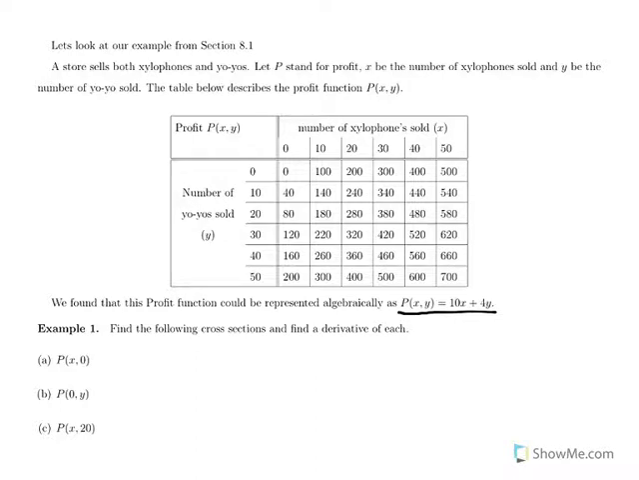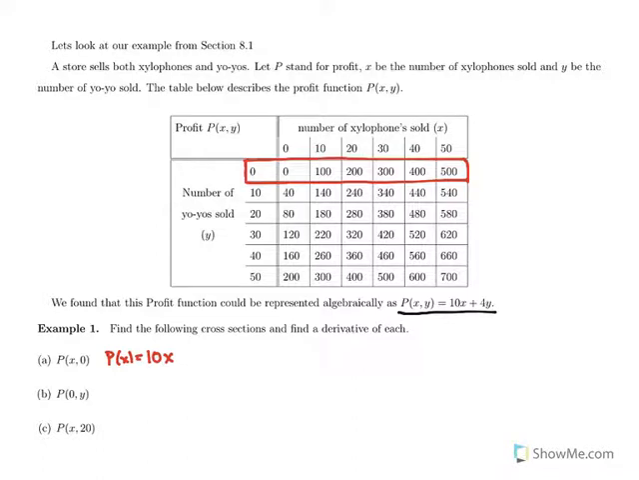So first let's look at P of x,0. That is where we're fixing y to be 0, and then we're just looking at the number of xylophones sold. So we're going to highlight this in the table where we're talking about. These are all the values where y is 0, and we're going to look at the profit there. We found before what this function actually is. This is P of x is equal to 10x.